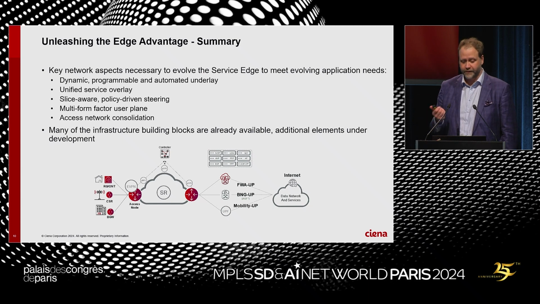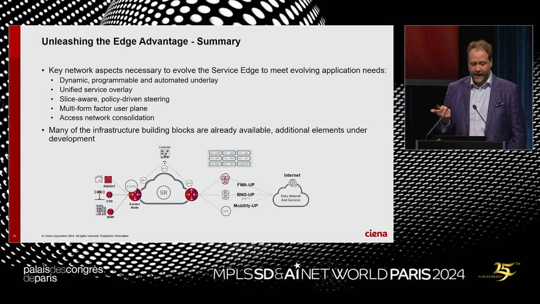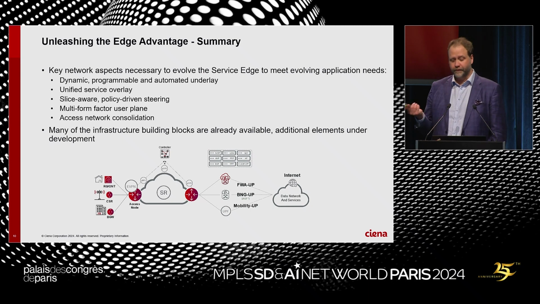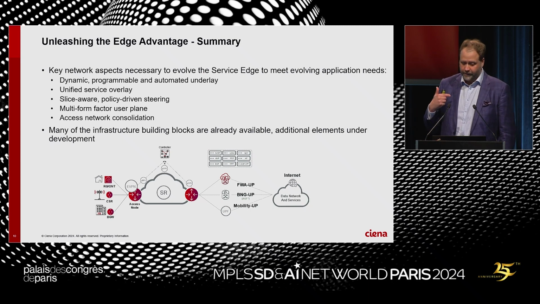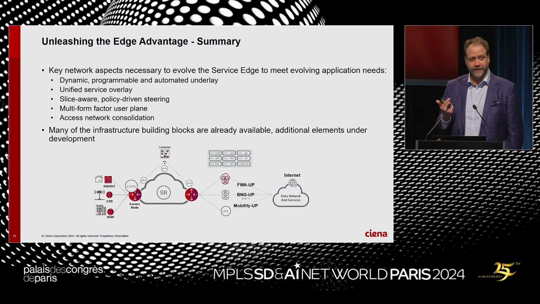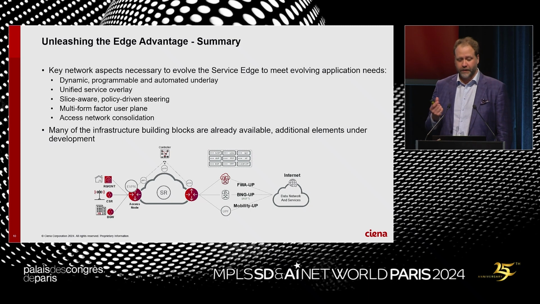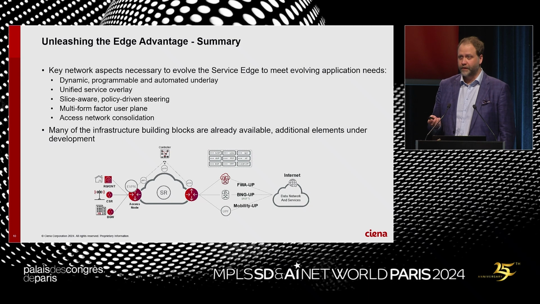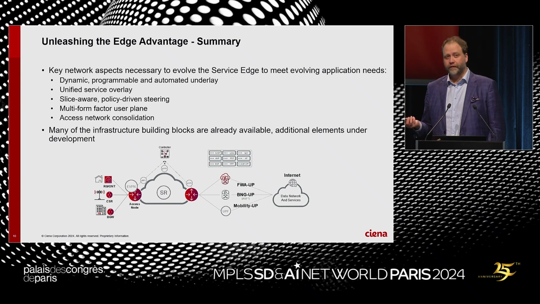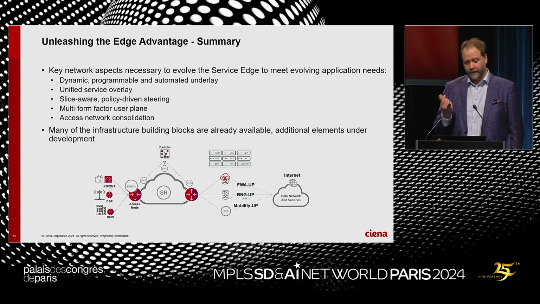So I have 1 minute, so just to finalize, I think we covered some key aspects associated with evolving the service edge. We covered the underlay and what we need from that. We covered the overlay and how a unified service overlay solves a lot of scale problems in the network. The flexibility gets introduced with a slicing and policy-driven steering function. Being able to leverage the same user plane function, regardless of whether it's compute or whether it's silicon-based, gives a lot of flexibility to operators to tune the forwarding function to what the application needs and not vice versa.